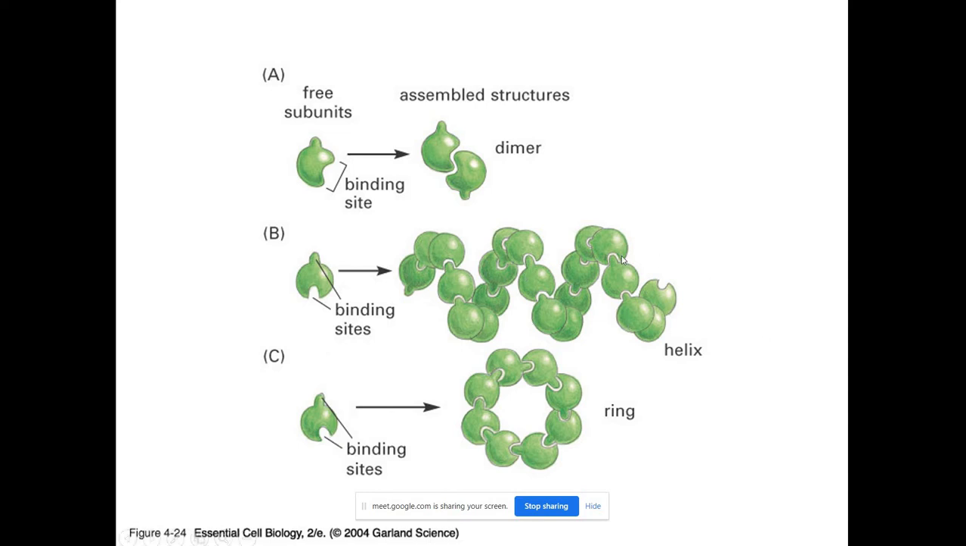Are you able to understand this? Do you have any question here? Actually, protein has a free subunit that has binding sites. Now what is happening here? Different subunits are binding, forming different protein structures. What is a dimer? These are two subunits. What is a subunit? That is a domain.